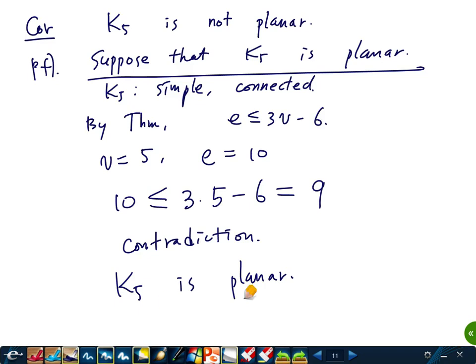If you assume that this is planar, we get a contradiction. That means it cannot be planar. And this is a complete proof. We didn't have to draw all possibilities of the drawing. We can just say that a planar graph must satisfy this, but this graph does not satisfy the property, so it's not planar, which is a very nice proof.